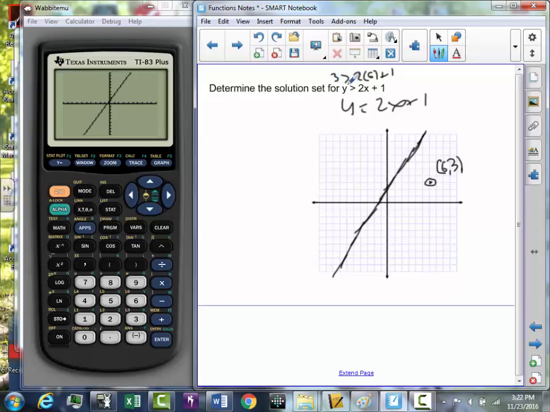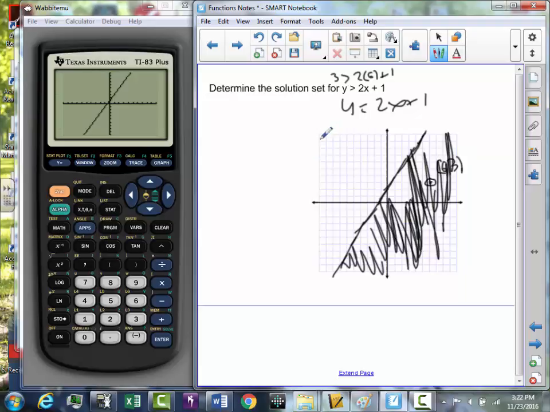Is 3 going to be greater than 2 times 6 plus 1? No, it is not. Now here's my preferred method though. We're going to reverse shade this. So you shade where the answers are not. So since this is not where there's an answer, you're going to shade this side over here, thereby implying that any point right here on this side of the graph, this point should work. This point should work. This point should work.